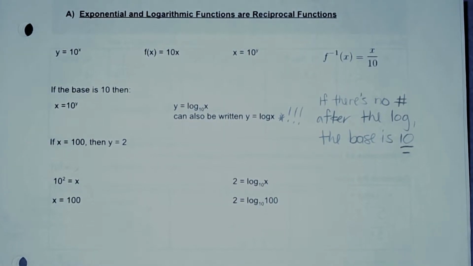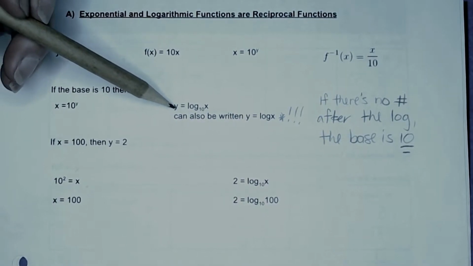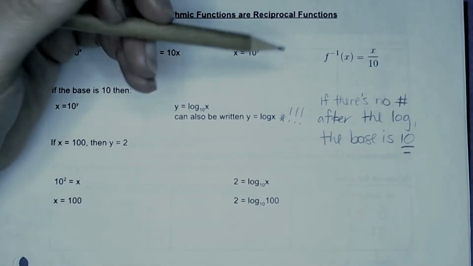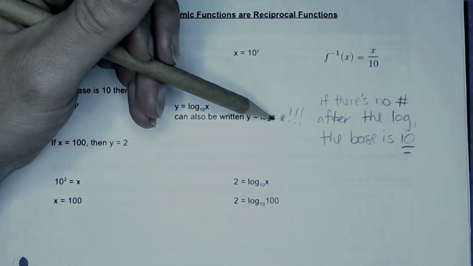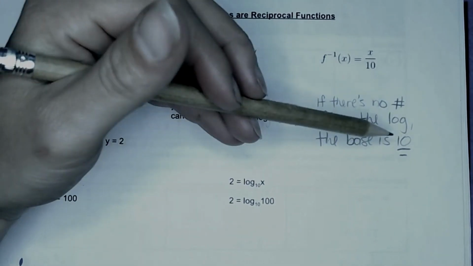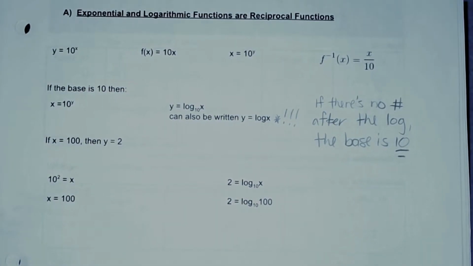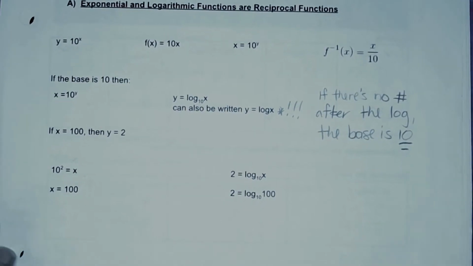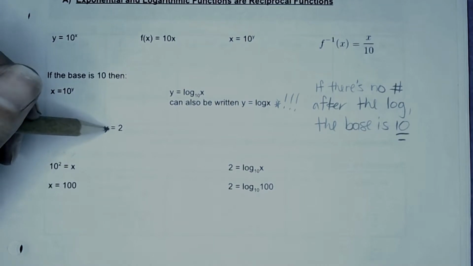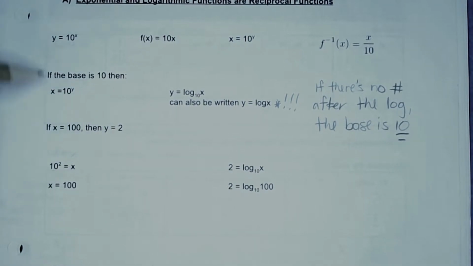There's something to note here. If the base is 10, it can be written one of two ways. You can either write it as y is equal to log 10 x, or you may see it written as y equals log x. And if there's no number here in that subscript, that tells you that the base is 10, and I put a little note there for you. We just have an example. If x is equal to 100 and then y is equal to 2. And so just using these formulas up here, I've just filled in all the values for you and shown you that these are all equivalent equations. Each of them means exactly the same thing. So there's lots of different ways you can write it.